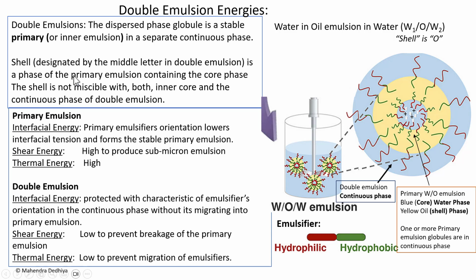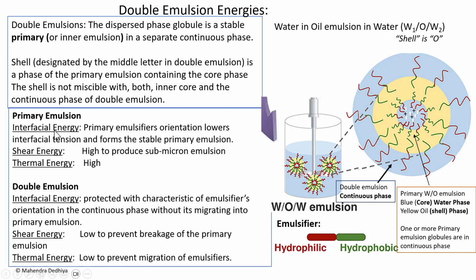Double emulsion energy. Double emulsions are emulsions within an emulsion. That means the dispersed phase is a globule, a stable primary or inner emulsion, in a separate continuous phase. An example here is water, oil and water, W1, O, W2, with the shell phase designated by the middle letter, in this example O. This is the primary emulsion, and the primary emulsion contains a core phase and a shell phase.